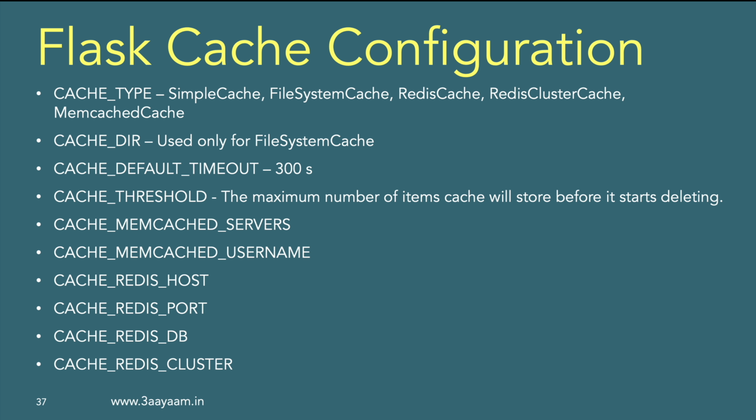Then if you use memcached or Redis for caching, you have to provide the memcached servers, the username and password. Same is the case with Redis. You'll have to mention the Redis host, Redis port, the Redis database. And if you're using Redis cluster, you'll have to mention the Redis cluster parameters. So these are some of the configuration parameters that we have in Flask cache configuration. So that's about application caching. I'm postponing the database caching till the time we do the project.